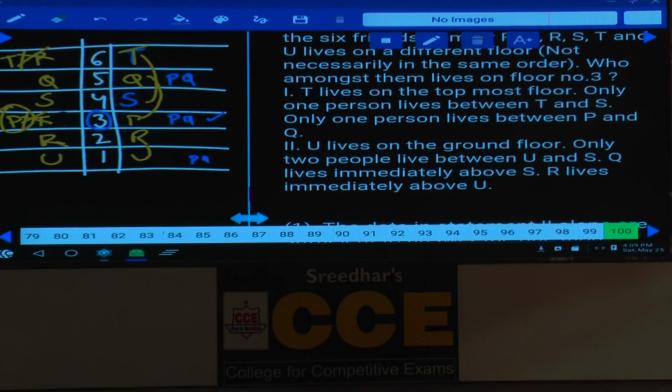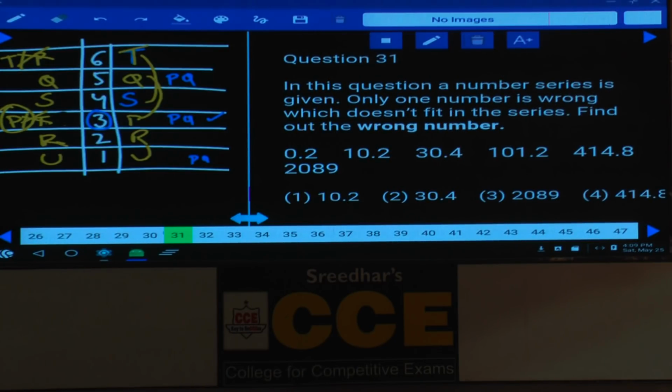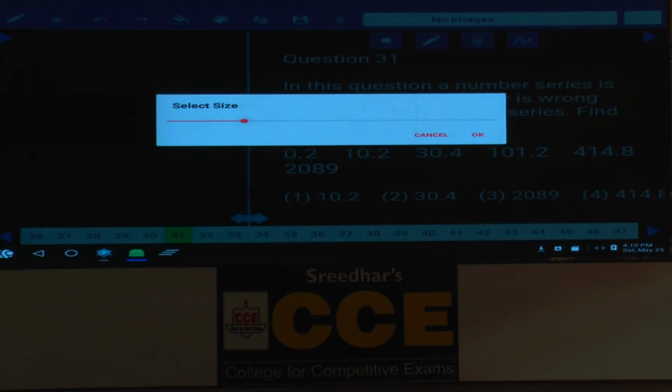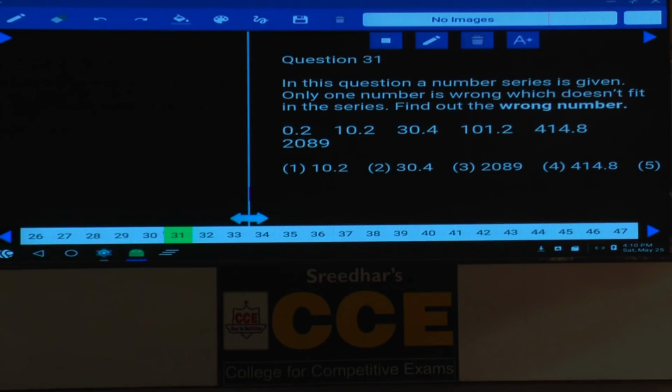Question numbers 31 to 35. Then 0.2, 10.2, 30.4 and so on. That means the numbers are increasing at a very fast rate, isn't it? Starting with 0.2 and it is going up to 2089. As the numbers are increasing at a very fast rate, it must be under multiplication or combination. 0.2 and 10.2 we can get, but 10.2 and 30.4 we are not getting. It does not come under multiplication, hence it must be under combination only.